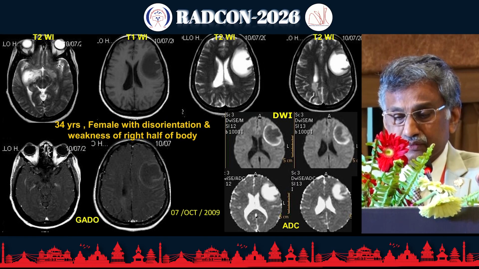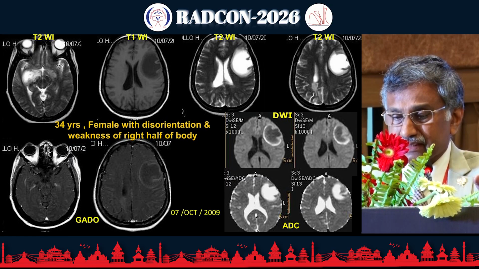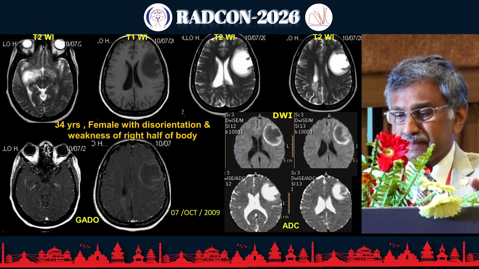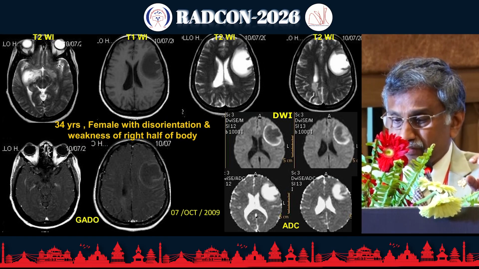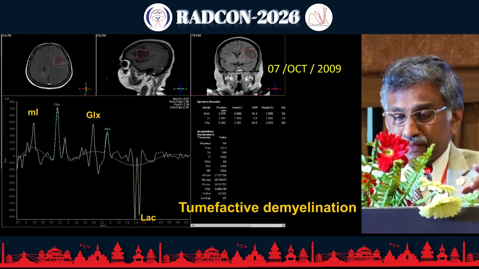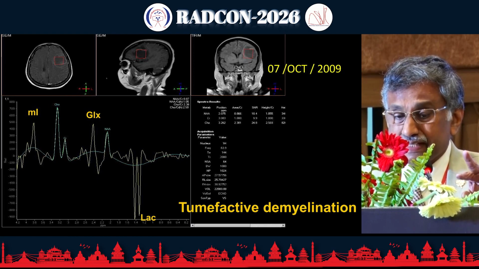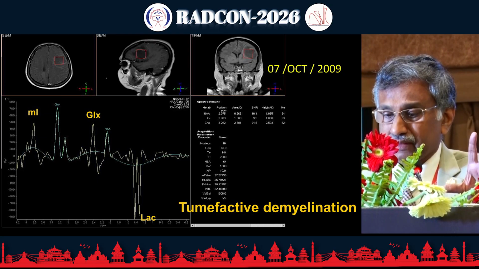MR spectroscopy shows a myoinositol peak at short TE and a lactate peak. If you look carefully, the rim enhancement is not complete; it is deficient on one lateral aspect. That is a clue that it is not a neoplastic process. On spectroscopy there is myoinositol, lactate, not much choline, and NAA is grossly reduced. This favors a tumefactive demyelinating process.